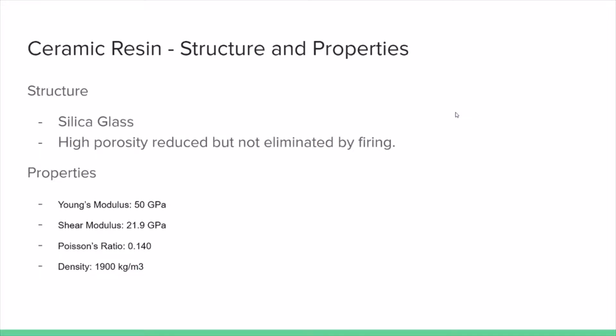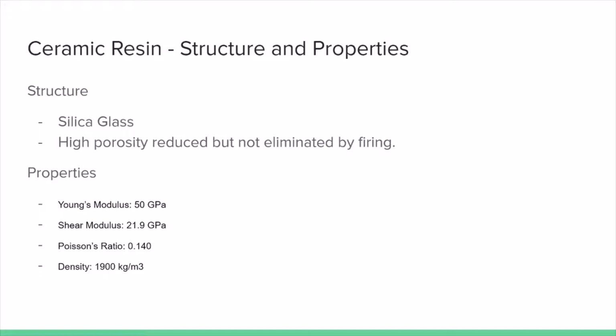Now the structure that we expect from this is going to be that of silica glass. Because it is something that was suspended in the polymer matrix and which had to be burned out, a high porosity is expected, and that would be reducing the overall strength of the material. That is mitigated somewhat by the sintering process, which does cause some shrinkage and reduce the porosity, but does not eliminate the problem completely.